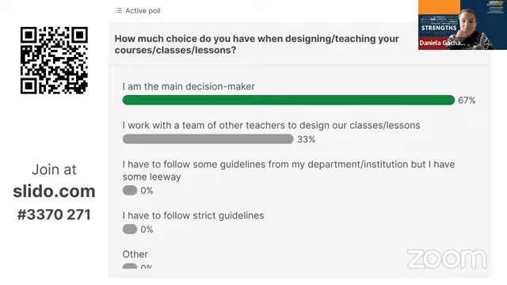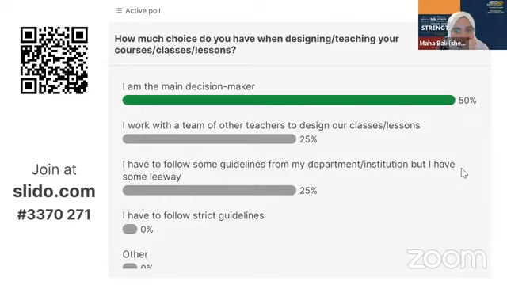Okay, one of you is also part of a team. Okay, some of you also have to follow guidelines. So it's a mixed bag. So it's important to acknowledge that, because it's easy to talk about learning design, but we have to be aware of all the restrictions or limitations that we have as well.